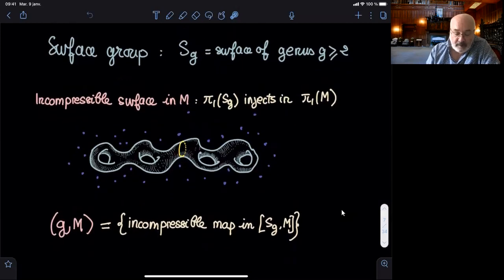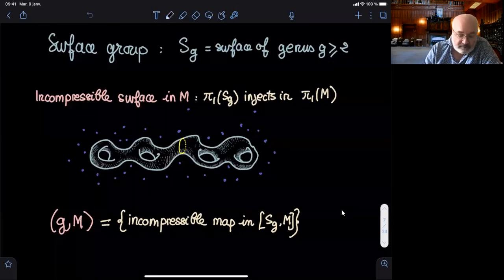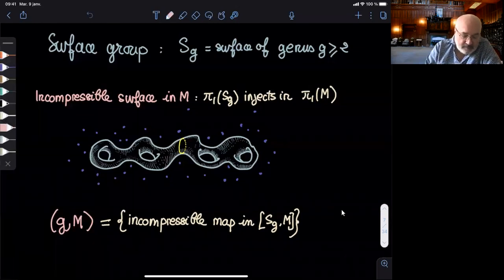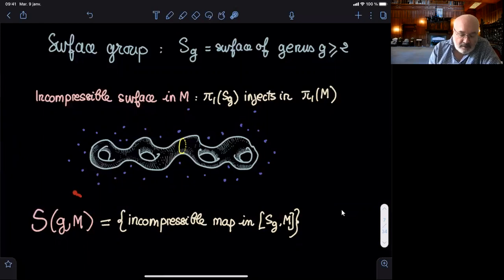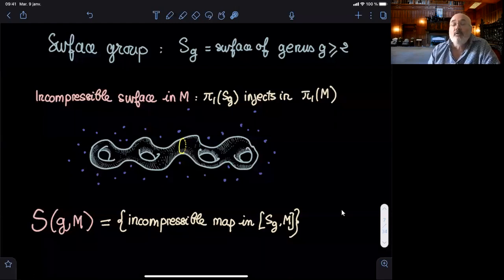So now what you want to consider is the set of incompressible maps, by which I mean homotopy classes of incompressible maps of your surface into M. It's just the set of all homotopy classes of maps from your surface of genus g into M which inject at the level of pi_1. It's very long to explain, but it's actually a very simple concept.